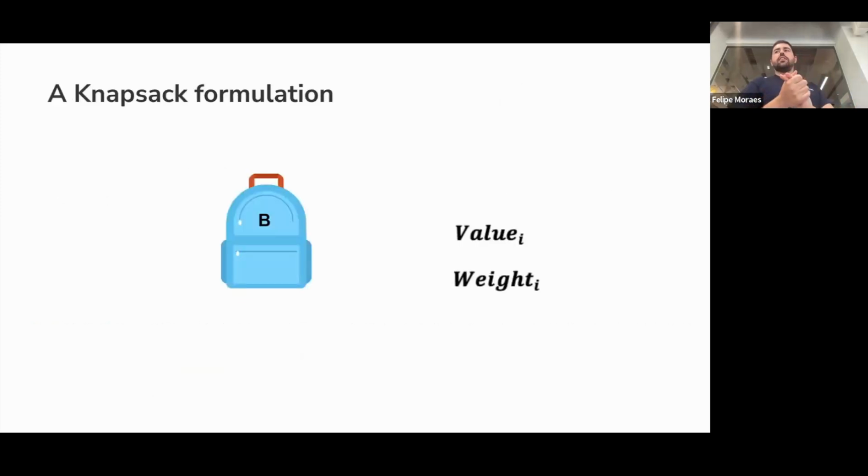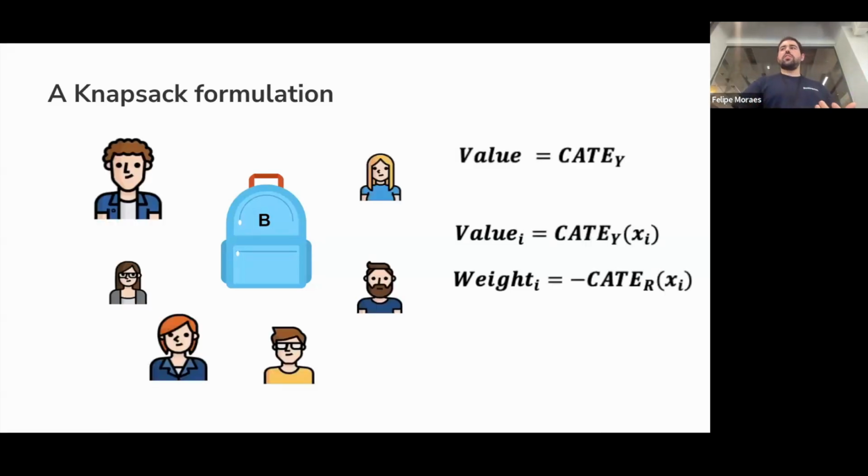The thing about the knapsack is that it's a backpack, and you're just carrying your backpack. This backpack can handle a maximum budget B of weights. And you have some items that you want to add to your backpack in a way that you maximize the value you can carry with the minimum weight possible. The intuition for us is that the value we want to maximize is the rate of conversion. So we want to maximize conversion with the minimum cost possible.